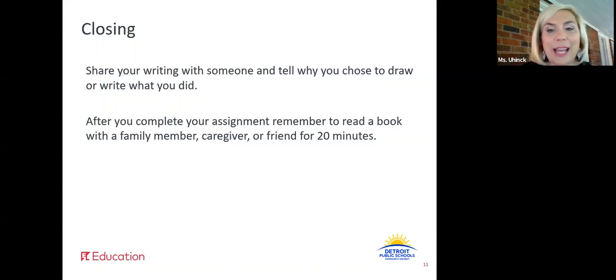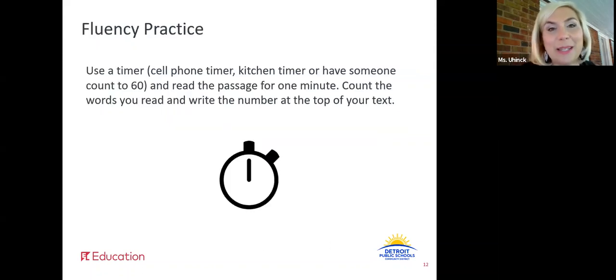After you complete your assignment, remember to read a book for how long? 20 minutes. And then you have that fluency practice. So you're going to time yourself for a minute. Cell phone timer, kitchen timer, have someone count to 60 anyway, but you want to time yourself for a minute. Count the words you read, write that number at the top of the text.